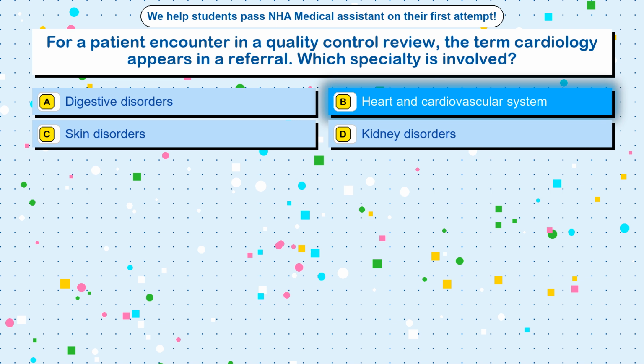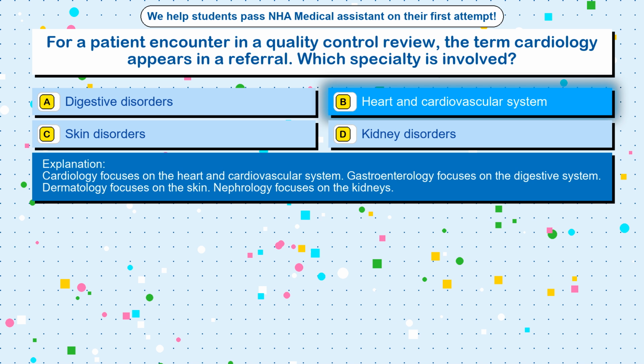Heart and cardiovascular system. Cardiology focuses on the heart and cardiovascular system. Gastroenterology focuses on the digestive system. Dermatology focuses on the skin. Nephrology focuses on the kidneys.